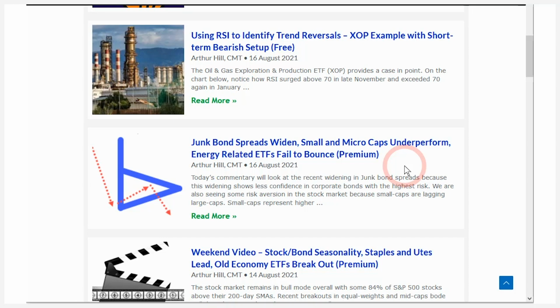And so that would include small caps. That would include energy. The energy ETFs, they got clobbered, and then they stalled, and they didn't bounce with the rest of the market over the last few weeks. And we'll look at XOP coming up here because that was one of the ones that failed.